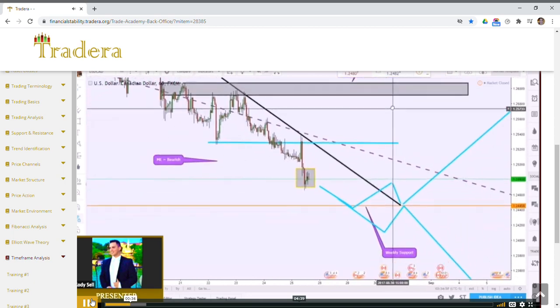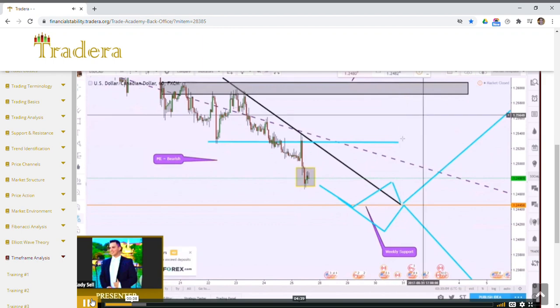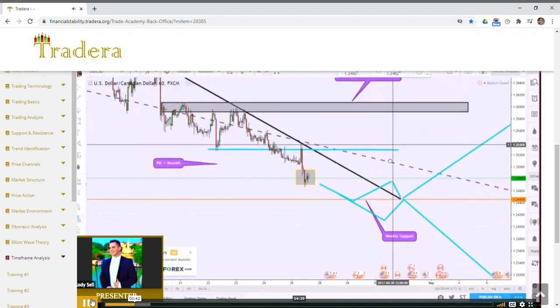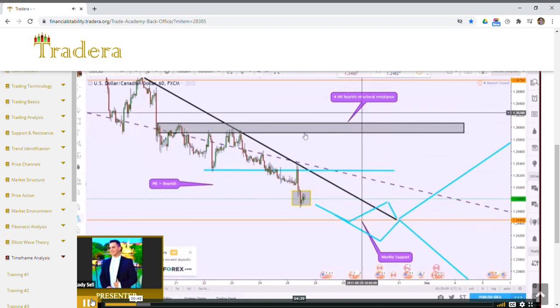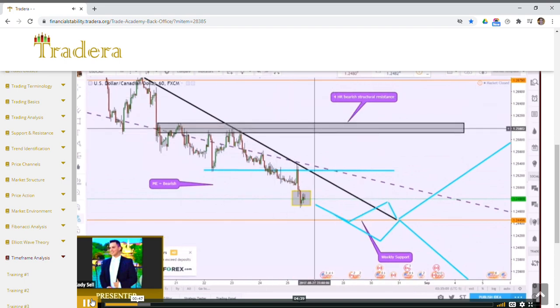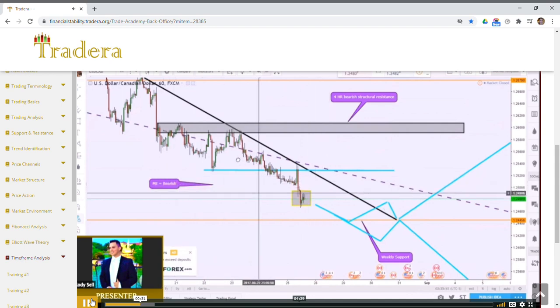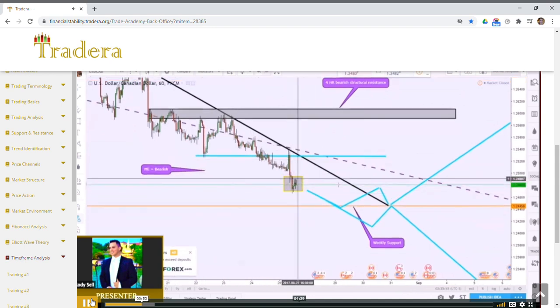So here we are. Guys, get a good look at what's going on. We've established all this previously. Okay, we have a 4-hour bearish structural resistance right up here. We've got a 4-hour trend line coming down. Our market environment is bearish. We're currently right in this area here.